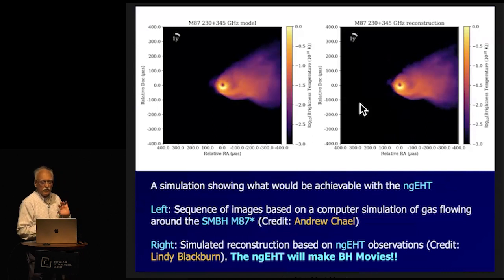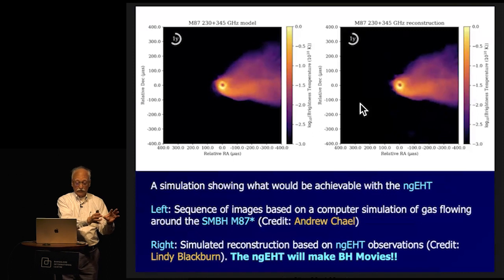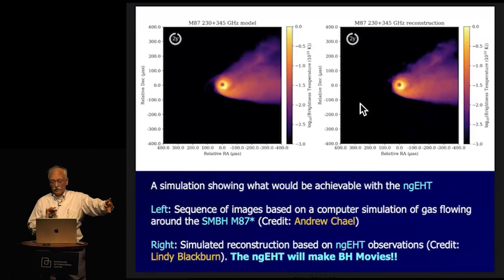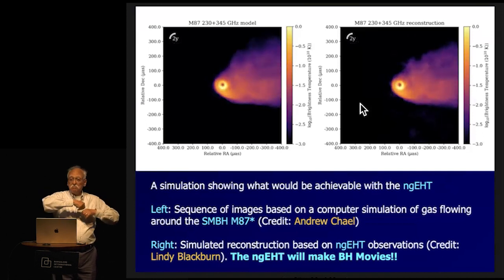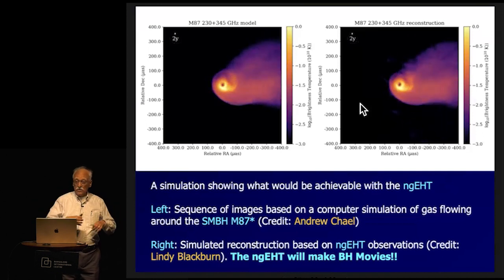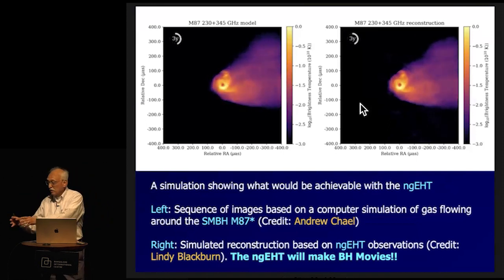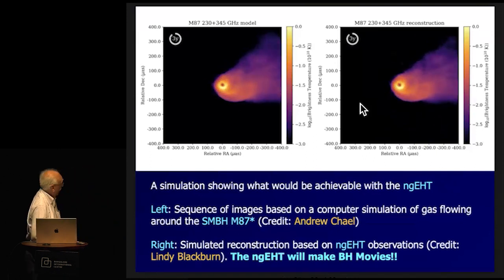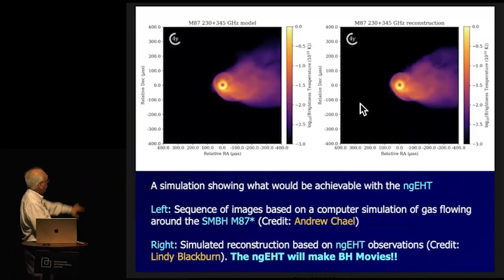And then what you do is, you say, look, here is my guess of what M87 might be doing as a function of time. Suppose I had NG-EHT and it observed this object. Let me pretend that I'm observing this object with the sensitivity limits and the arrays that I have. I'll take the data, treat it like real data, make pictures. What will I see? How well will I be able to do? What this shows is you will be able to do amazingly well.